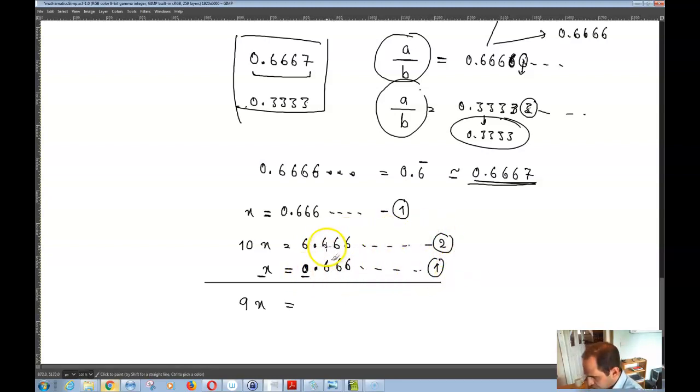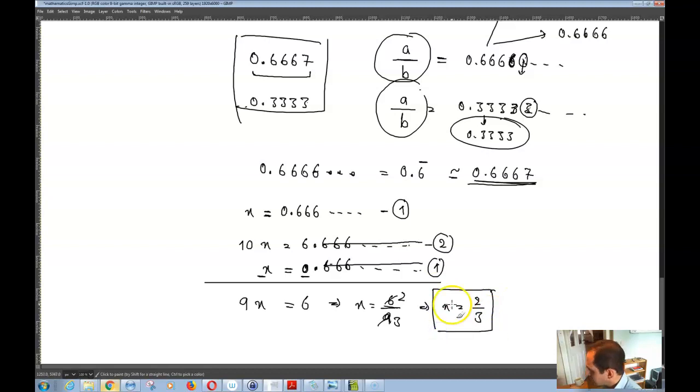You see that all of these, basically 0.666 repeating all the way up to infinity minus 0.666 repeating all the way up to infinity, is going to be equal to 0. All of that will be cancelled out. And then here you have 6 minus 0, which is equal to 6. So then your x is equal to 6 divided by 9, which is divided by 3, you will get 2, divided by 3, you will get 3. So that means that your x is equal to 2/3.